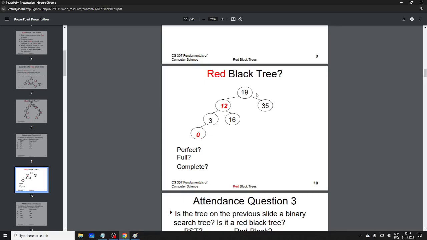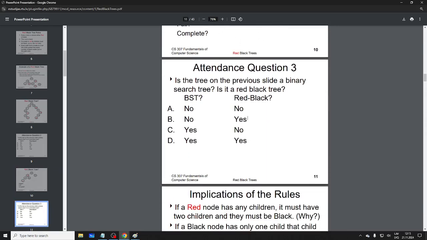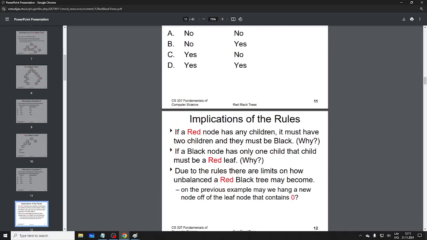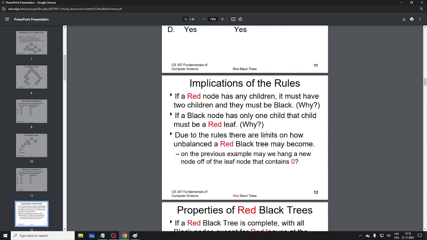And again, it seems a little bit out of balance, doesn't it? But still, it is a red-black tree. For red-black trees, it's balanced enough. It actually has pretty good performance, right? Still going to be log n performance. So it is red-black, but let's look at the implications of these rules.